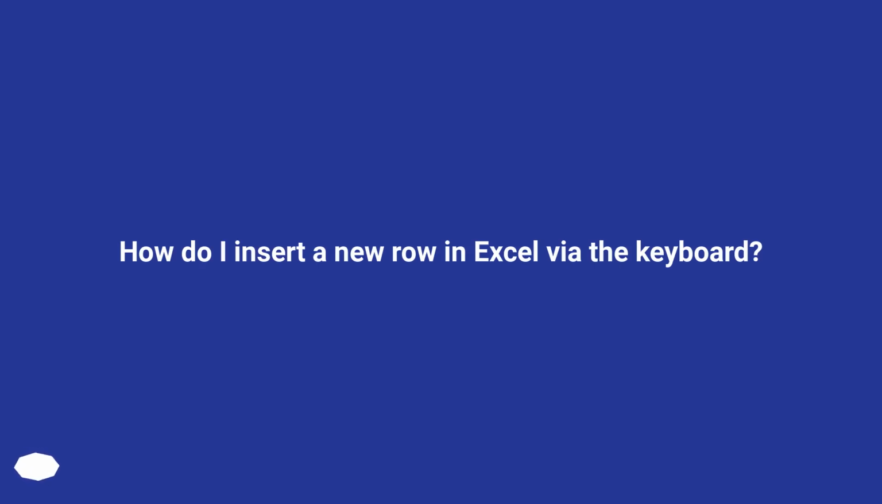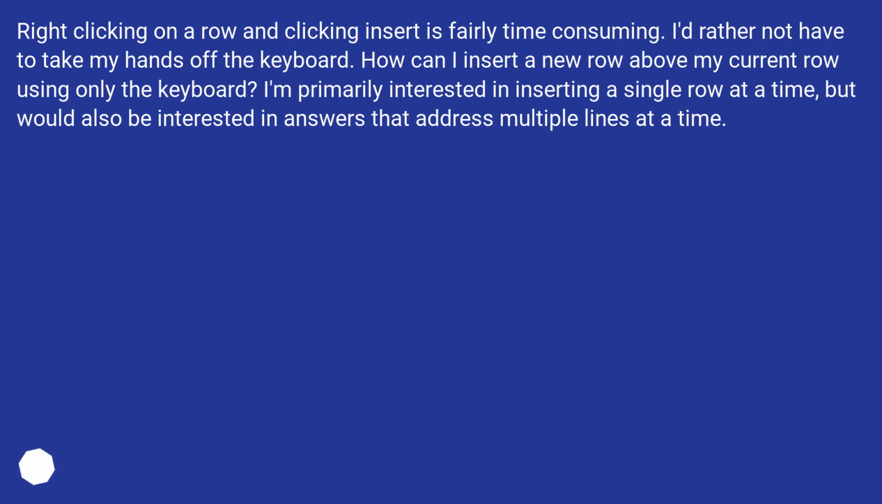How do I insert a new row in Excel via the keyboard? Right-clicking on a row and clicking Insert is fairly time-consuming. I'd rather not have to take my hands off the keyboard. How can I insert a new row above my current row using only the keyboard? I'm primarily interested in inserting a single row at a time, but would also be interested in answers that address multiple lines at a time.